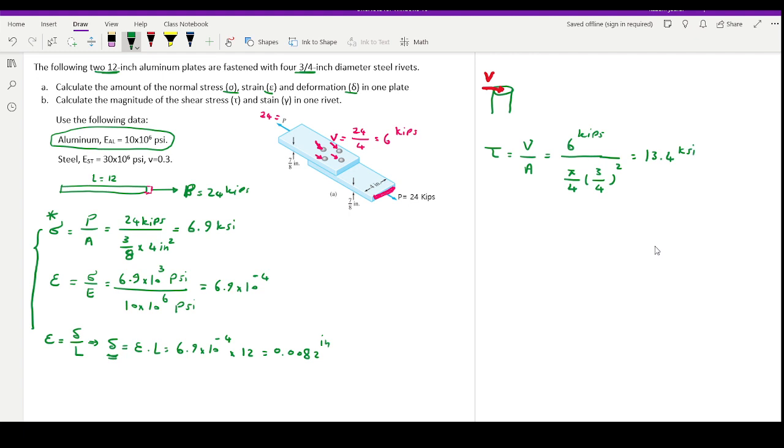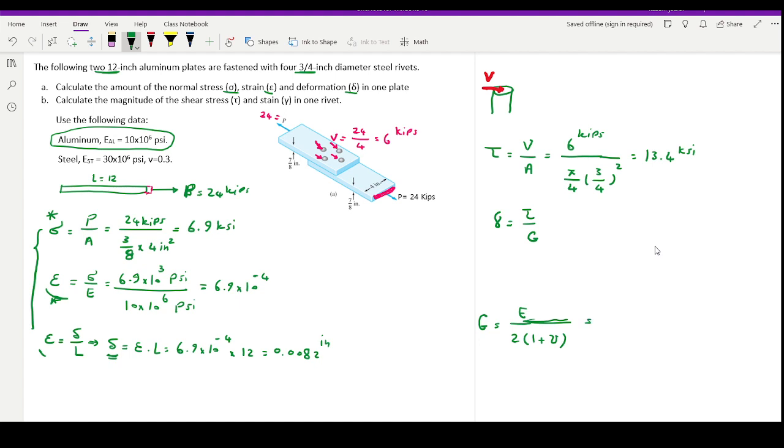KSI. Now that I know tau, there is a very identical equation to epsilon for shear strain, and that is this one. Gamma is tau over G instead of E. Here epsilon was sigma over E, gamma is tau over G. We don't have G, but we have E and we have nu. Therefore, we can plug it into this equation and find the magnitude of G.